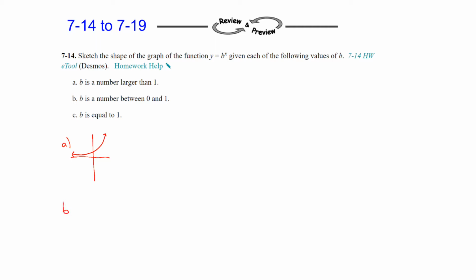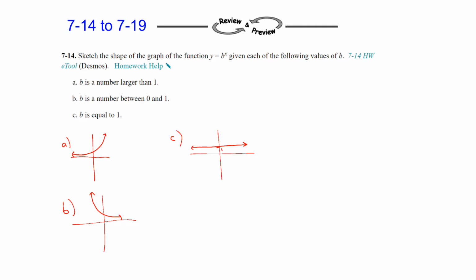On B, if the b value is a number between 0 and 1, then the multiplier is between 0 and 1, which means the value is going down. And so therefore the exponential function will be decreasing. So something like that. And then for part C, if b is equal to 1, then 1 is just being raised to a power over and over and over again, which would always be 1. So it's just going to be a horizontal line, and this one would be at 1.